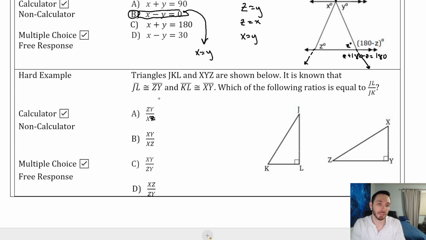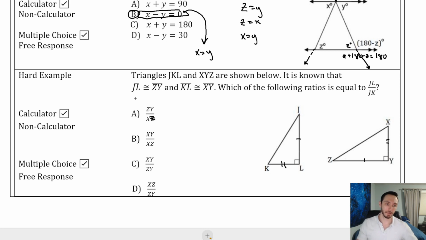All right, triangles JKL and XYZ are shown below. It is known that JL is congruent to ZY. Let's mark these up. JL, ZY, and KL is congruent to XY. So KL, XY.